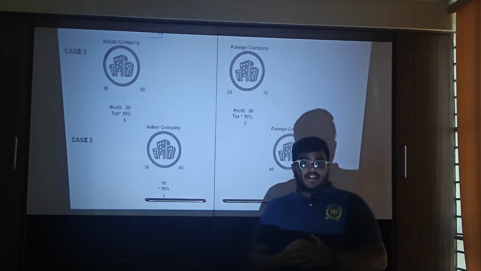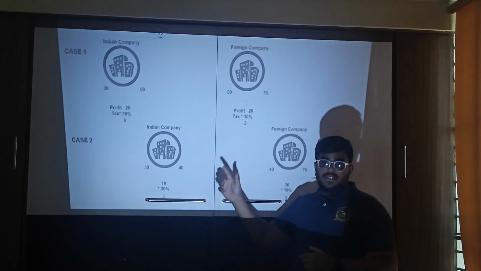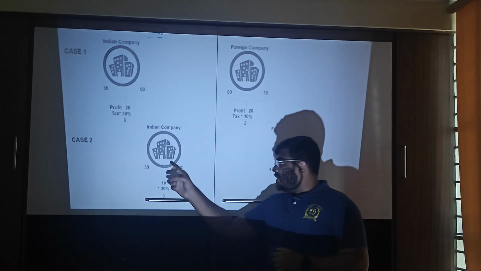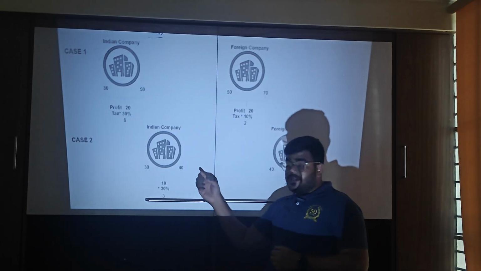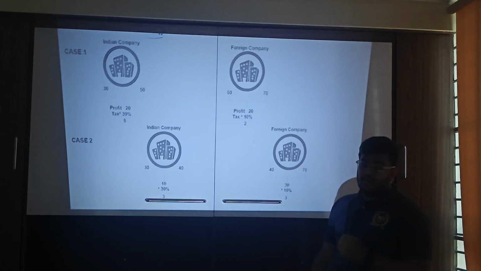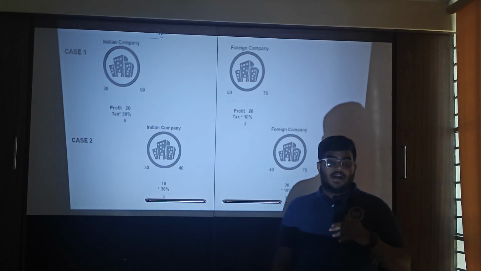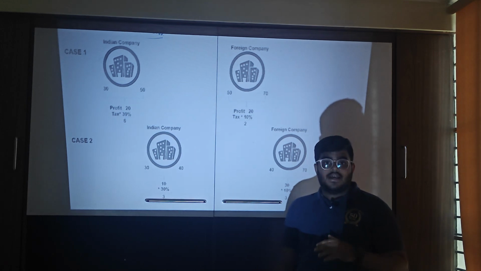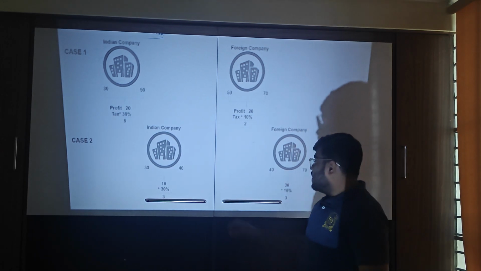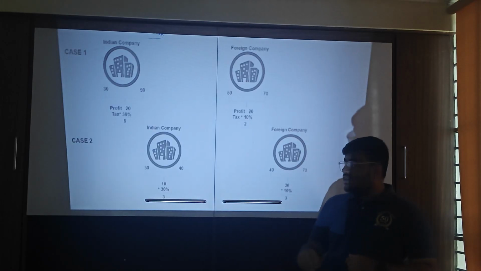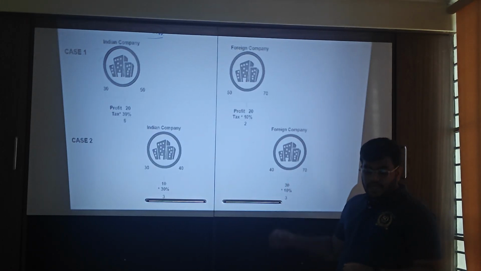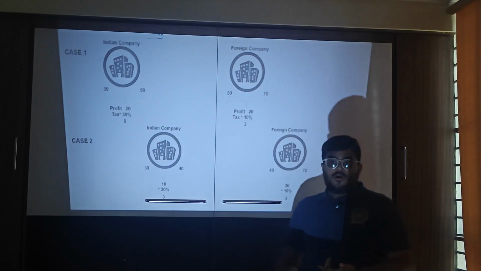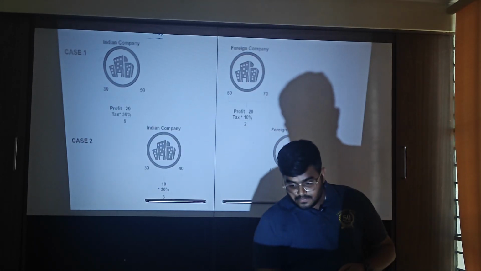But if the transaction between these two is between associated enterprises, here the Indian company purchases it for 30 and sells it at 40 rupees. Here the concept is selling less in the higher tax rate country and more in the lower tax rate country. So the profit declared here is 10 rupees and here is 30. So this is how tax was being reduced. To overcome this problem, transfer pricing was introduced.